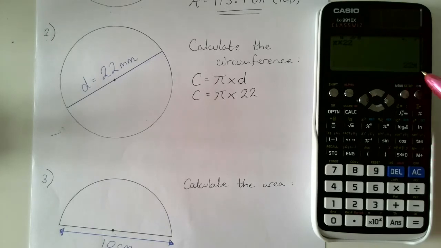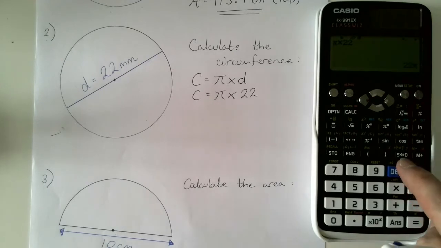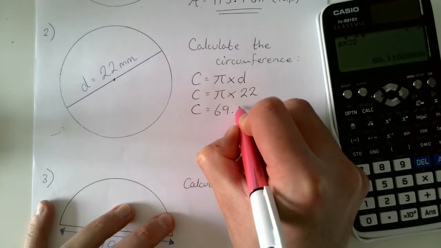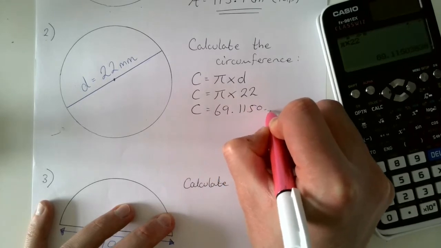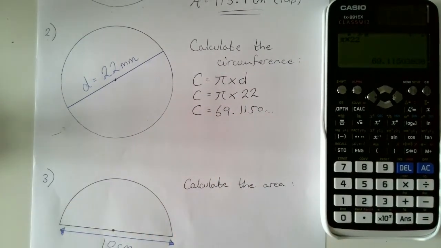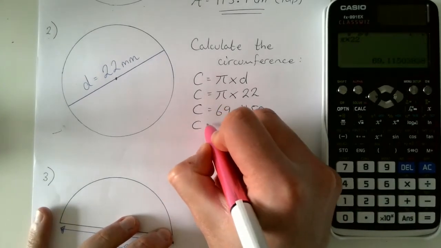As I said last time, I've got the little pi symbol in my answer, but I don't want that. I want the number. So I'm going to press S to D and I get a number. So the circumference is 69.1150 and so on. And I'm going to round it to finish off my answer.